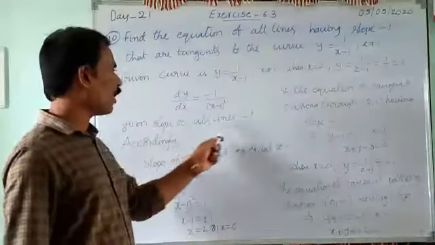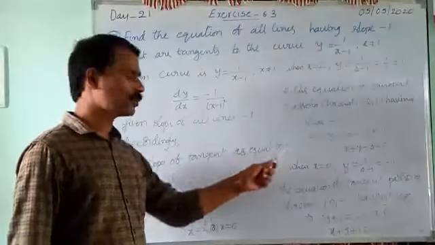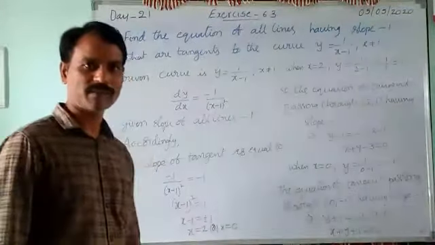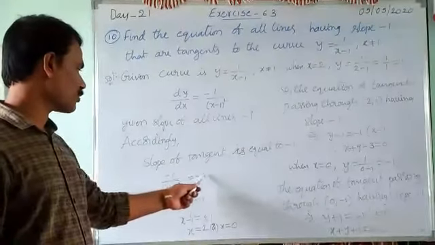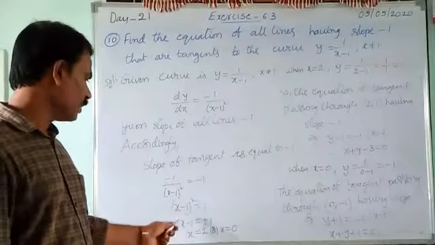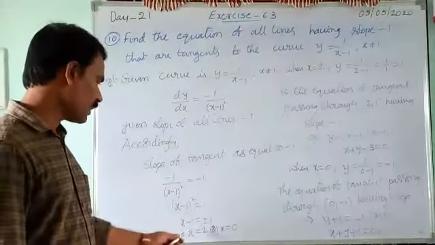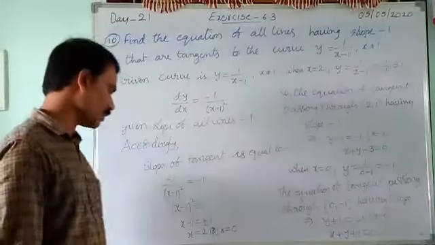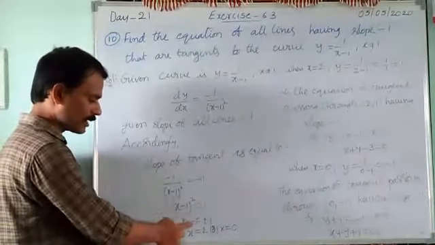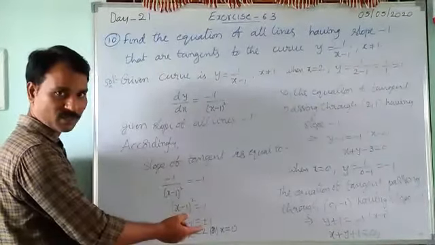And the given slope of all lines is minus 1. Accordingly, slope of tangent is equal to minus 1. Minus 1 by x minus 1 whole square equal to minus 1, both sides minus will cancel. We will get x minus 1 whole square equal to 1. x minus 1 is equal to plus or minus 1. Take one at a time: x minus 1 is equal to plus 1, and x minus 1 is equal to minus 1.